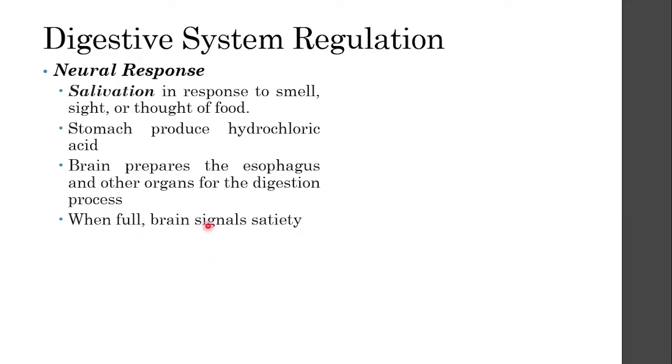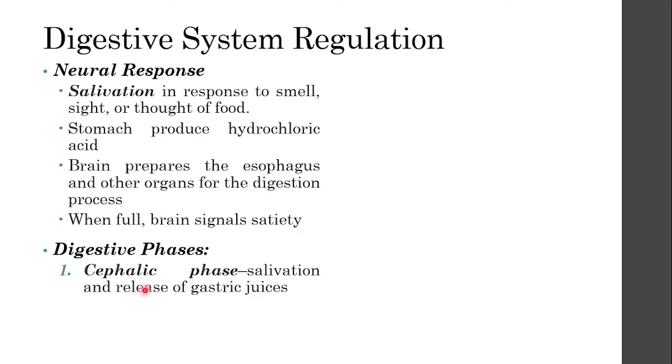So that's how you feel satisfaction, or how you feel full already and know that you do not want to eat anymore. And during this whole process of neural response, there are basically three processes of the digestive phases. These are the phases that happen during the whole digestive system.